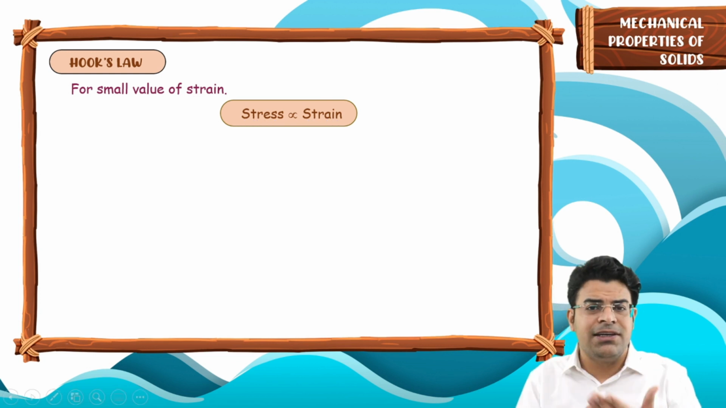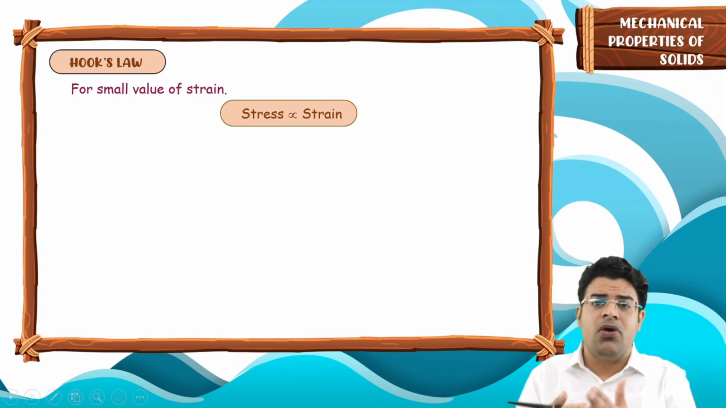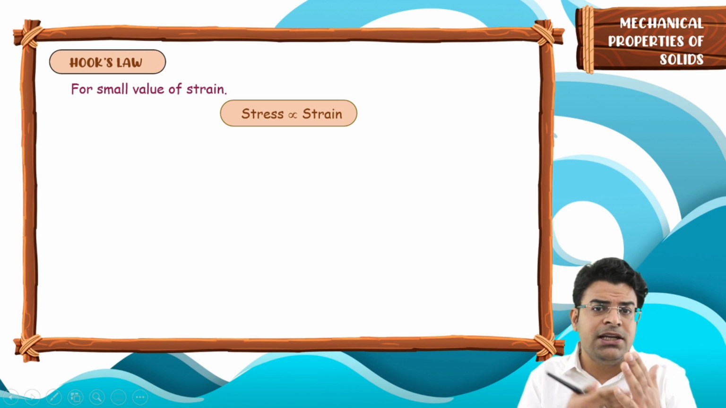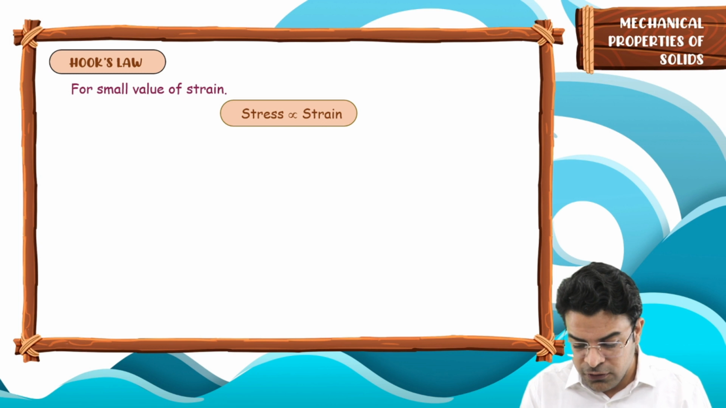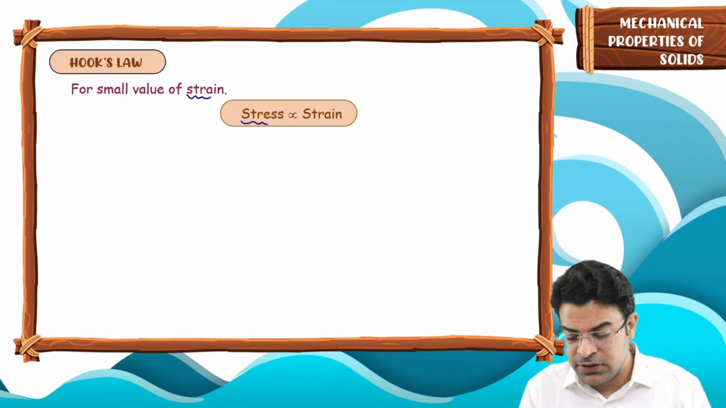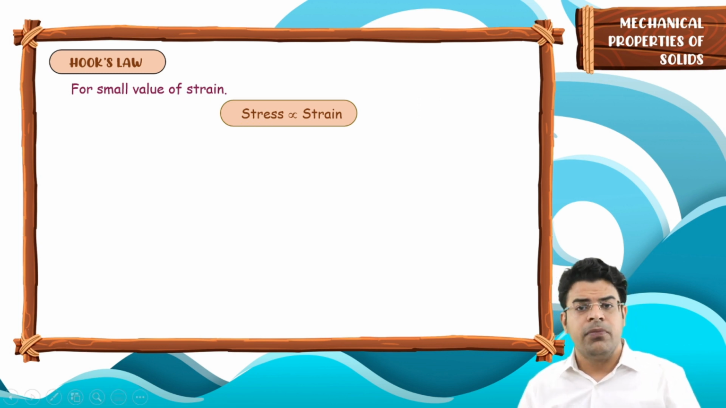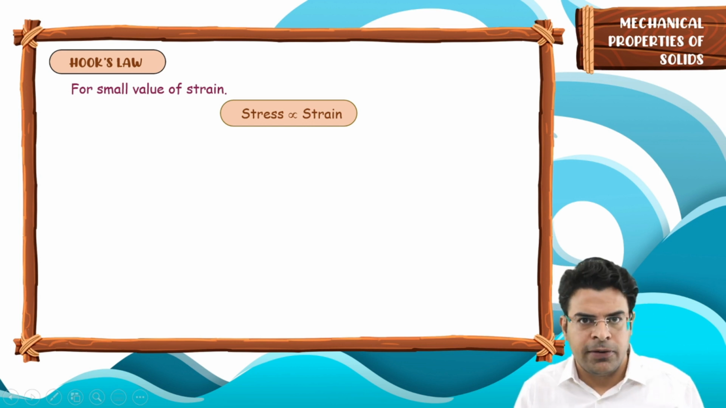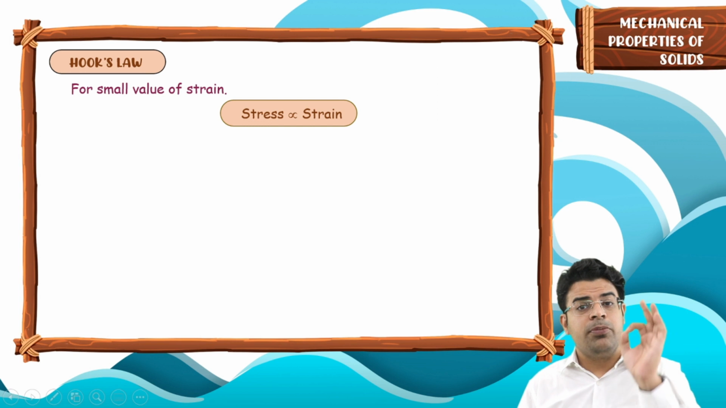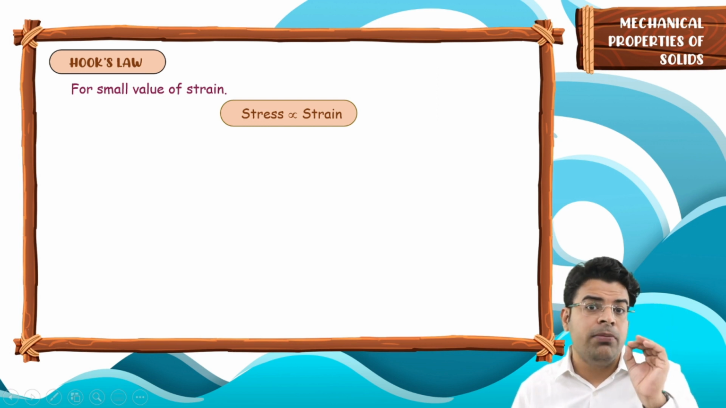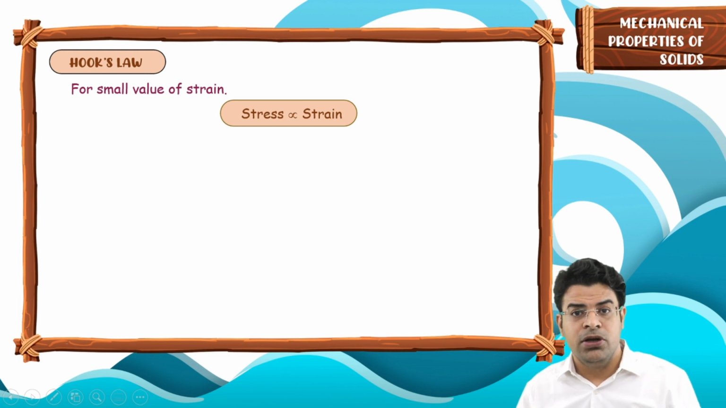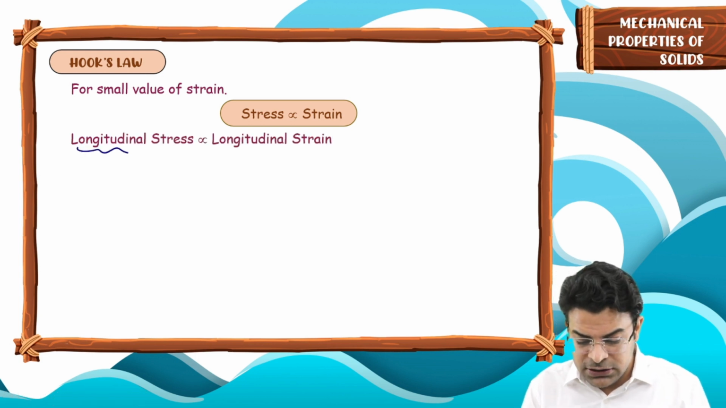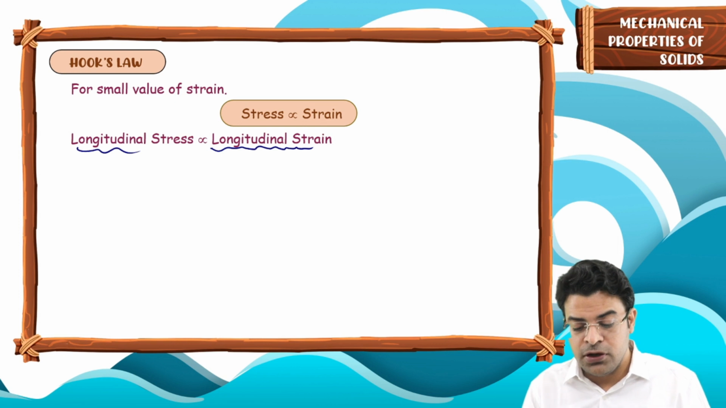Sir, which stress is proportional to which strain? You have taught us three types of stress, and there are three types of strain. The idea is for small value of stress or strain, the stress is directly proportional to strain. Longitudinal stress is directly proportional to longitudinal strain. Shear stress is directly proportional to shear strain, and volumetric stress is directly proportional to volumetric strain. So we say that longitudinal stress is directly proportional to longitudinal strain.